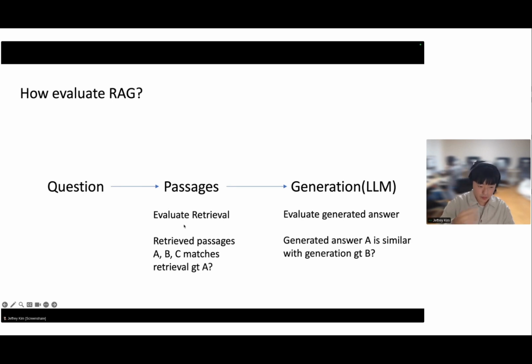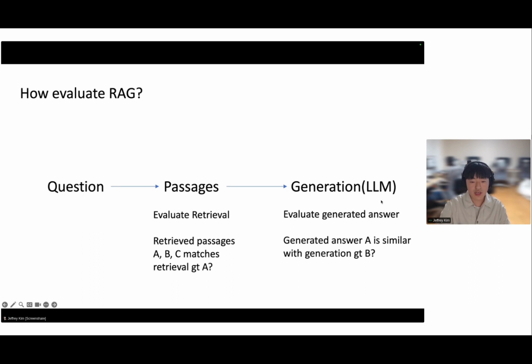Like when the retrieval system retrieves A, B, C passages, and there is the target passage, which means the retrieval ground truth passages, that contains the information to answer the question. The retrieval ground truth passage A contains the information for answering the question, and you can evaluate the retrieval system by checking that the retrieved passages match the retrieval ground truth.